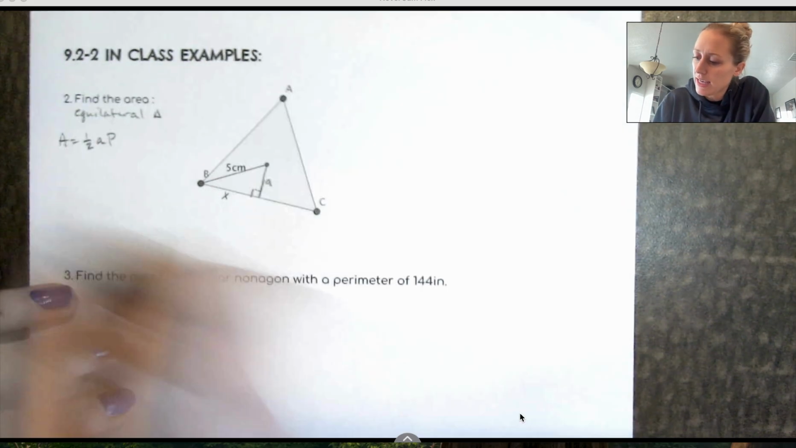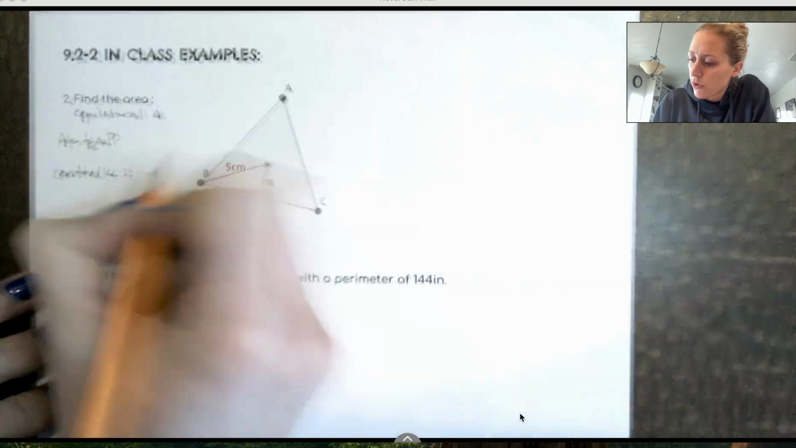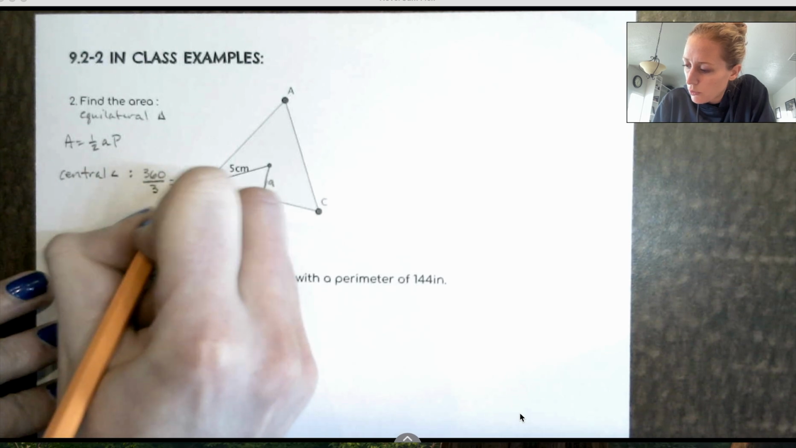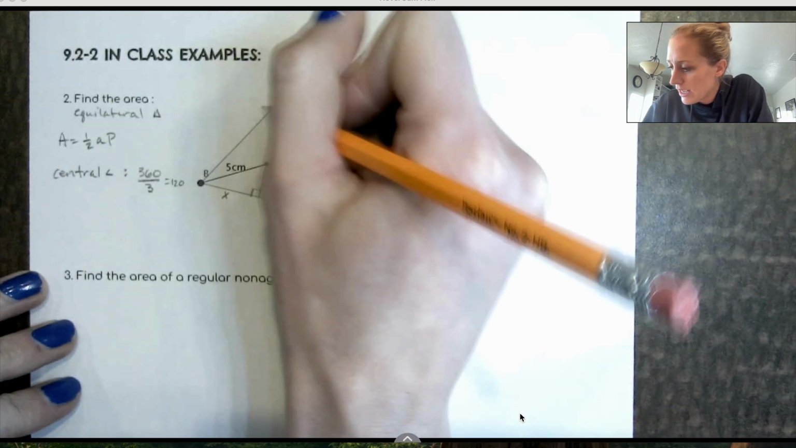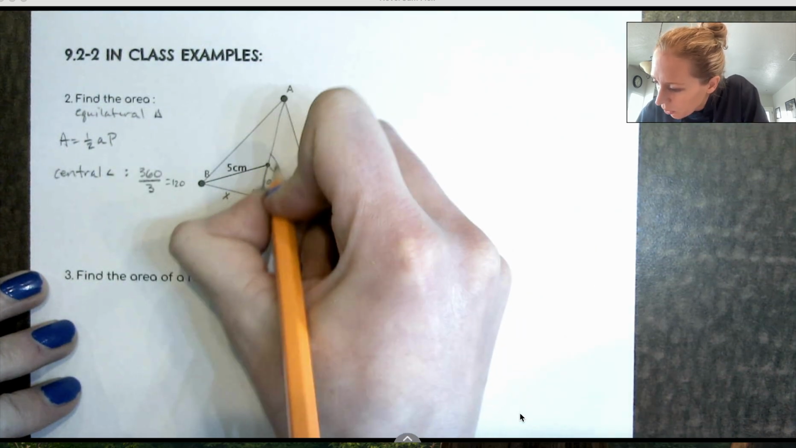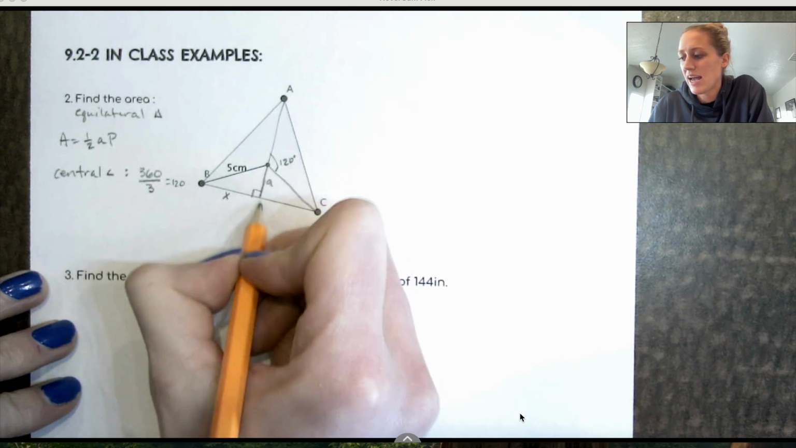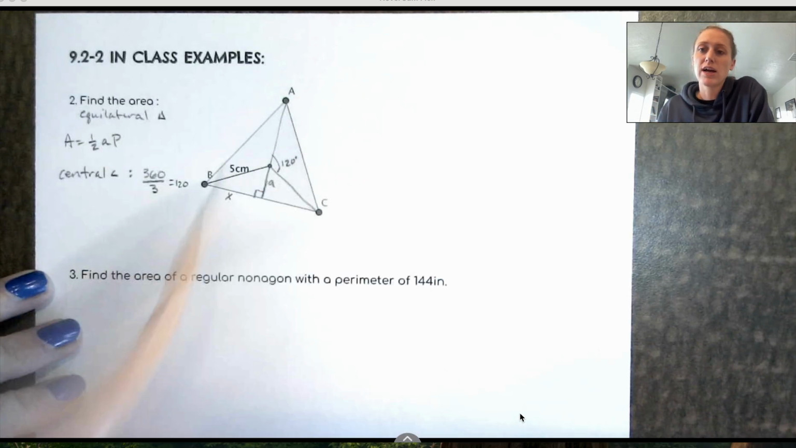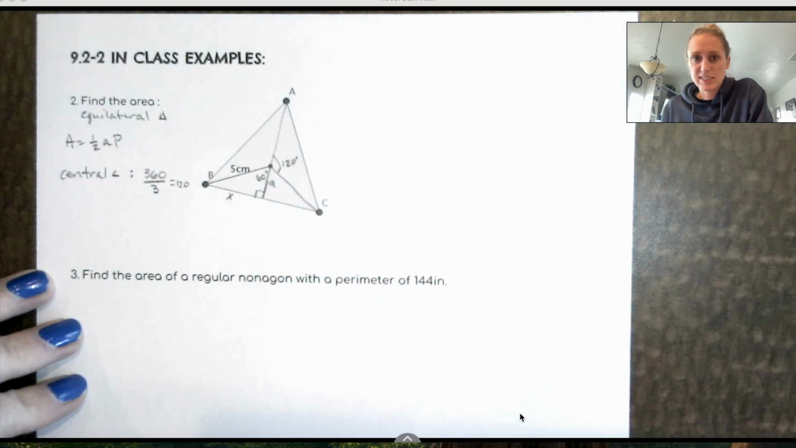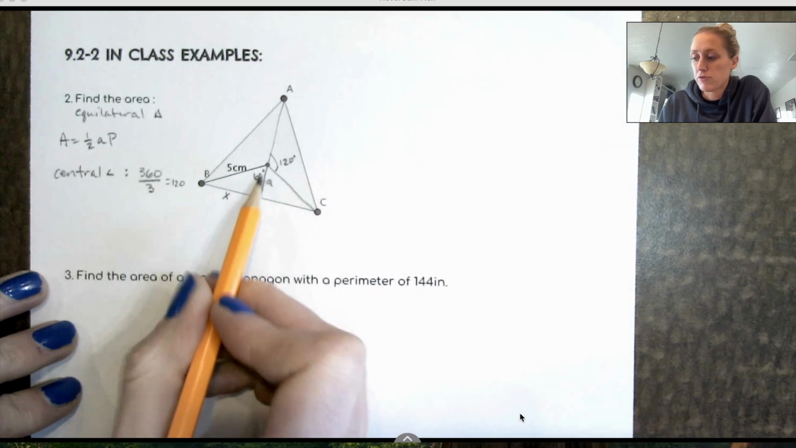I'm going to, again, always start with that central angle formula. So we're doing 360 divided by 3, which equals 120. Now, the 120, I'm actually going to draw another triangle in here. The 120 is this whole thing. So this whole angle is 120, but I'm cutting it in half so that I can just deal with the right triangle and use SOHCAHTOA. So this angle right here is 60 degrees. We are going to use SOHCAHTOA to find both A and X.